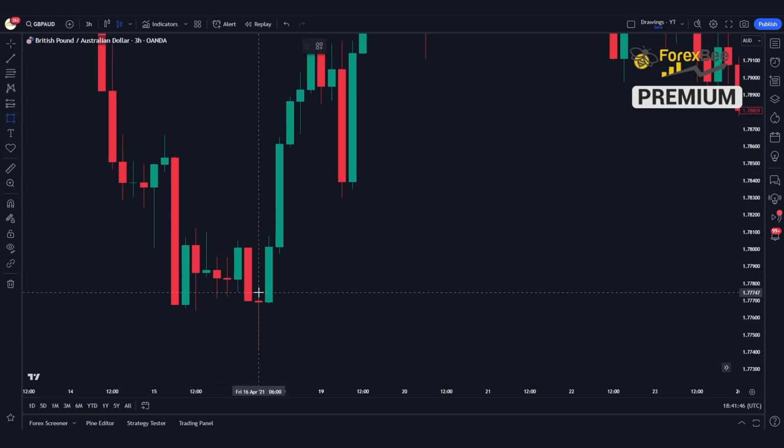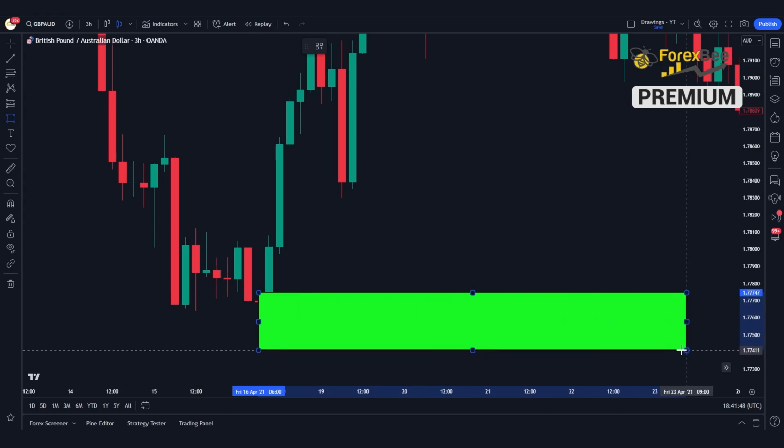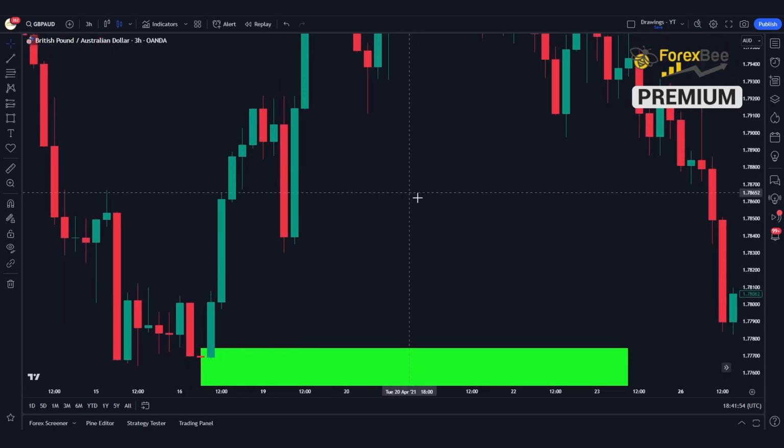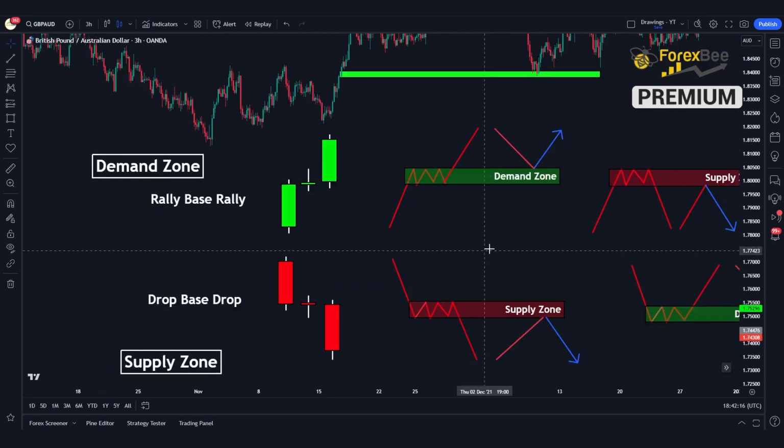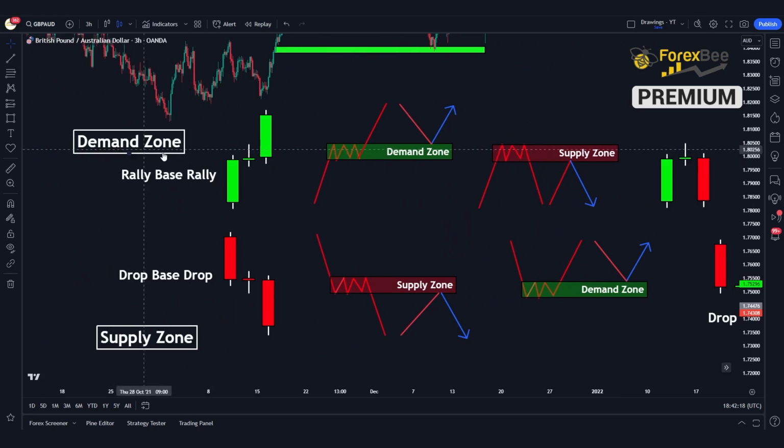So let me just go ahead and draw this for you, and this region represents the demand in the market. So whenever there is demand, the market will come back to pick the orders or pick the demand from this region here, this demand zone here. So now I hope you understand the types of demand zones.